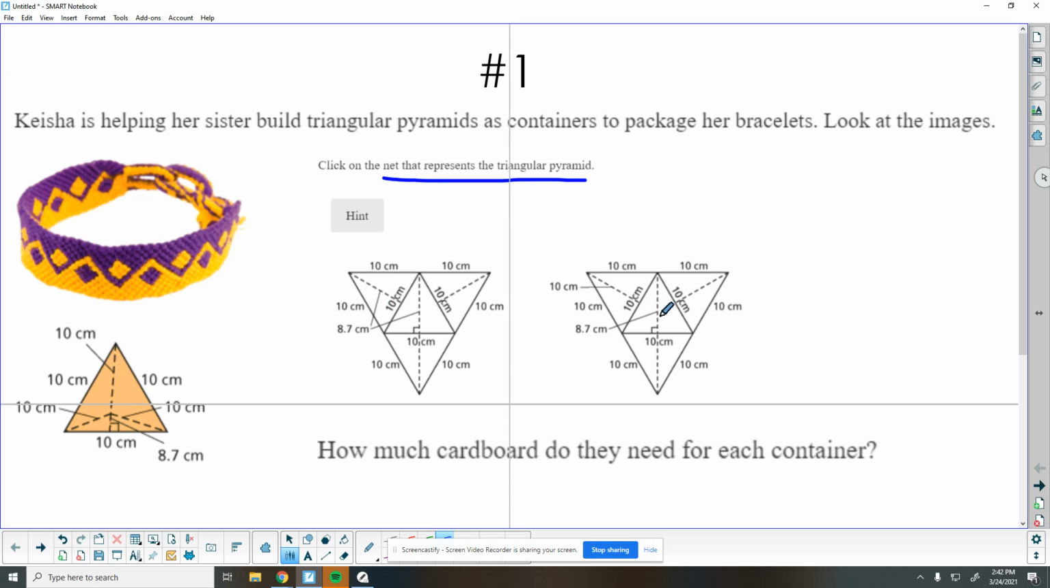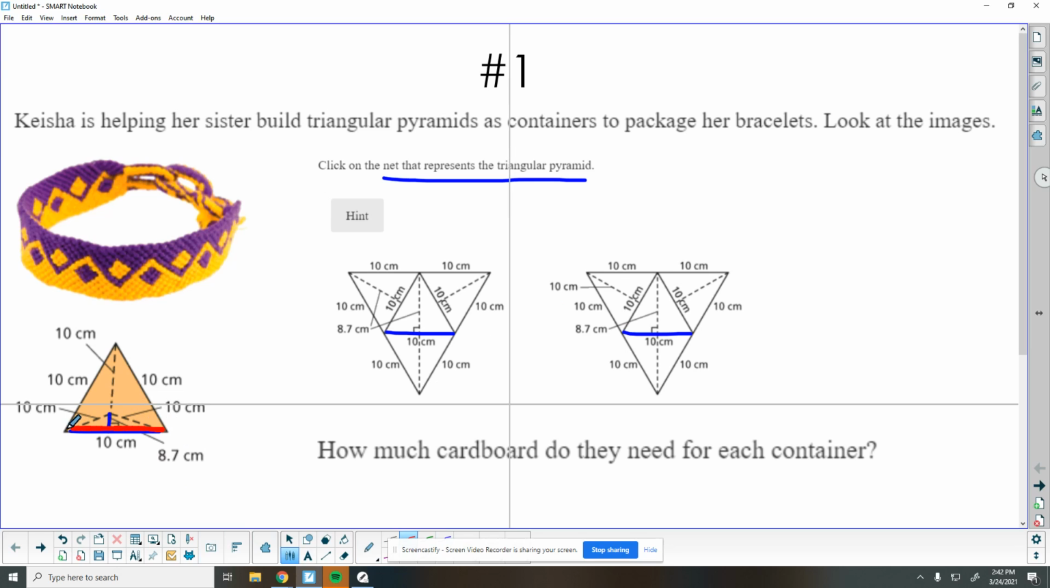So in the middle, we can see we have a triangle and it's surrounded by three triangles. So let's look at this middle triangle here. The base is 10. So here's 10. So these are both looking good. And then our height right here connects to 8.7. So 8.7, 8.7. So those look good here. So far, so good. So now let's look at our outer triangles.